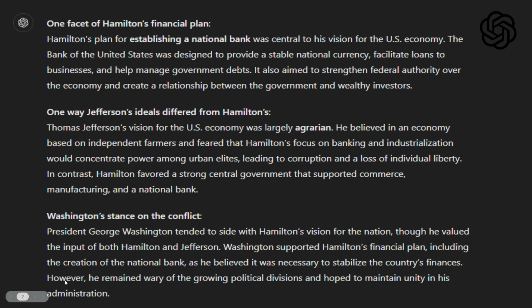ChatGPT closes it off with, however, he remained wary of the growing political divisions and hoped to maintain unity in his administration. So that's very important to mention, that he feared the formation of political parties and that he wanted unity. That's very important because that kind of reflects what Washington states in his farewell address, where he talks about avoiding political parties because they caused divide in the nation. He wanted unity in his cabinet and in his administration.